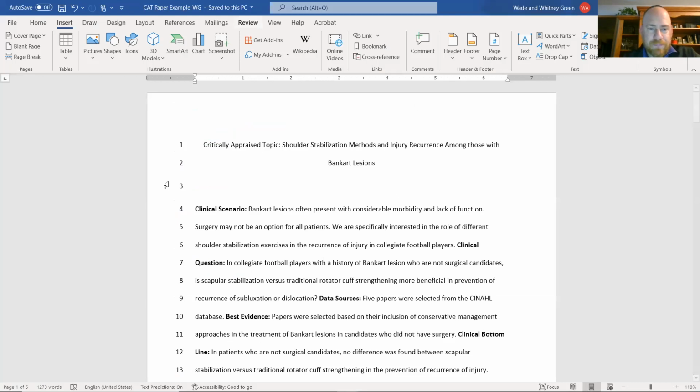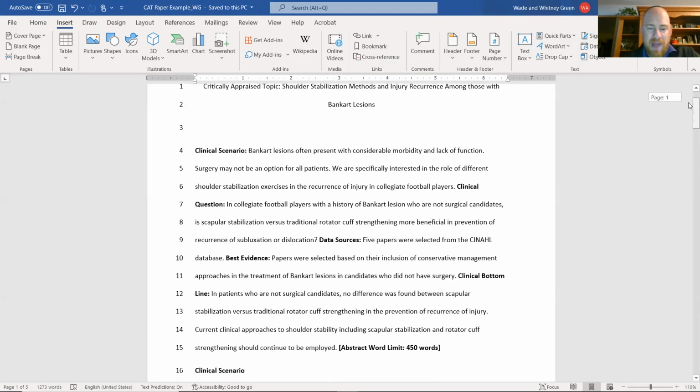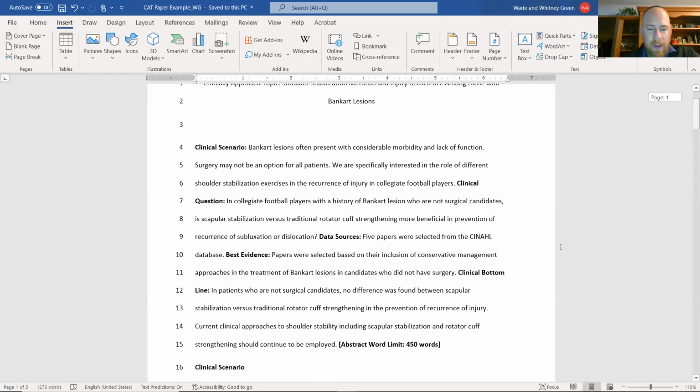Critically appraised topic: shoulder stabilization methods and injury recurrence among those with Bankart lesions. So obviously I've got my abstract here. I've got the following sections: clinical scenario, my clinical question, that's my PICO question, my data sources, best evidence recommendations, and we'll get into that more in the body of the paper, and then the clinical bottom line.